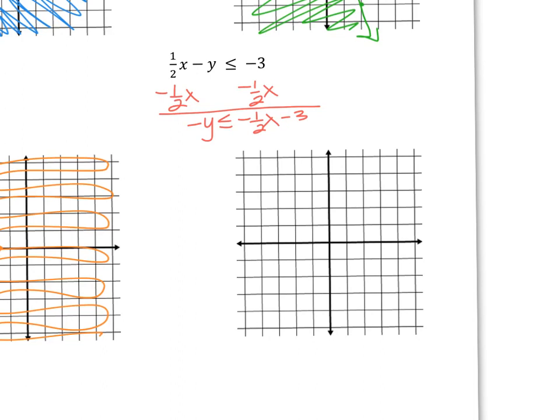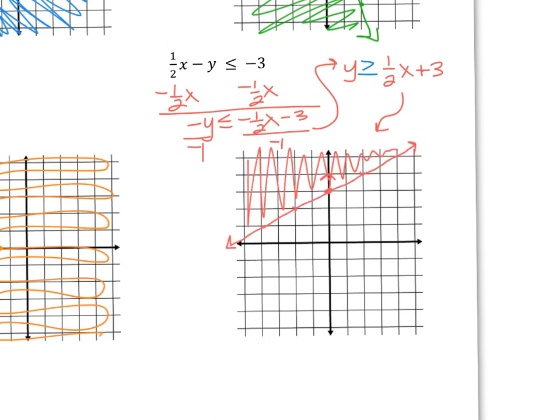Now to get y completely isolated, make sure to divide both sides by -1 and watch what happens. We get y by itself on the left, but then less than or equal to becomes greater than or equal to since we divided by a negative. -1/2 divided by -1 becomes +1/2 x, and then -3 divided by -1 becomes +3. All right, see if you can sketch that graph and shade the appropriate half plane. When you're done, press play and we'll move on. And there we have the shaded solution for y is greater than or equal to 1/2 x plus 3.